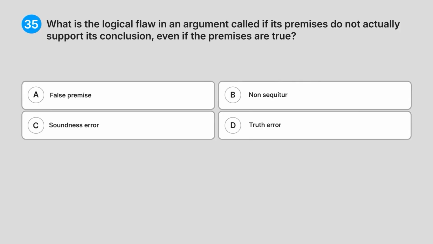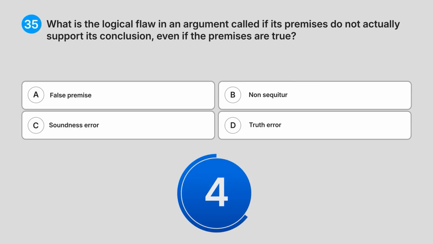35. What is the logical flaw in an argument called if its premises do not actually support its conclusion, even if the premises are true? A. False premise. B. Non sequitur. C. Soundness error. D. Truth error. Do you know the answer?